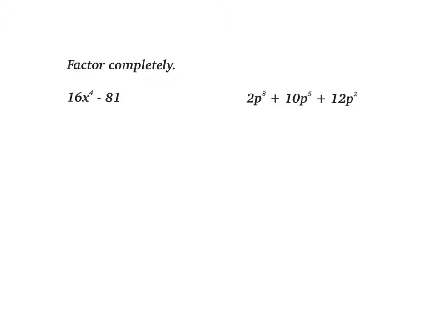This first one, both numbers have square roots and there's a minus sign, so that's a difference of squares. So I'm going to take the square root of the first term, which should be 4x squared, the square root of the second term, which is 9, and I'm going to do 4x squared plus 9 and 4x squared minus 9. And you're like, yes, I got it, but then you got to look closer.